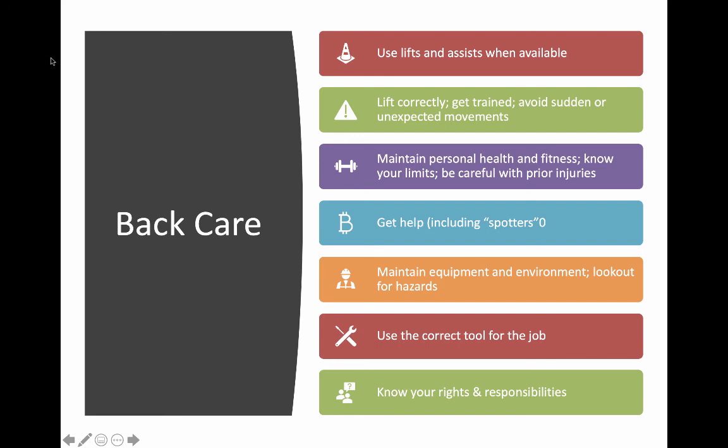Make sure you use the correct tool for the job. So for example, if you want to change a light bulb, you should get a step ladder. You should never use a chair or a stool that isn't designed for the job. Not only are you at a higher risk of injury, but you're at risk that you may not have a WorkSafe claim honored if you do that, because you're not allowed to do that.